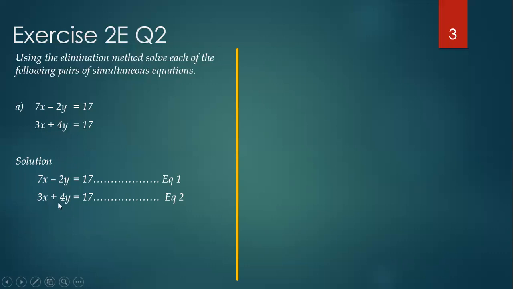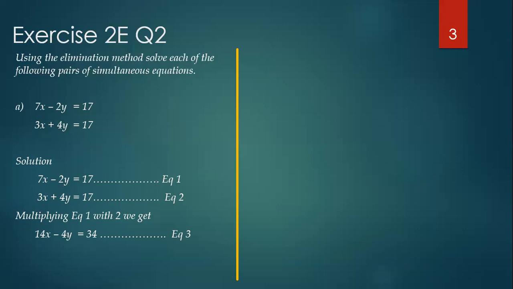Now you can see that both of these x and y are having different values. So we need to eliminate one of these. Eliminate means you have to just cancel it. But since there is 2 here and there is 4 here, I will multiply equation 1 with 2 so that I can get 4 here. So let's multiply equation 1 with 2. What will we get? If you multiply this entire equation with 2, you'll get 14x because 7 2s are 14, minus 2 2s are 4y is equal to 17 2s are 34.